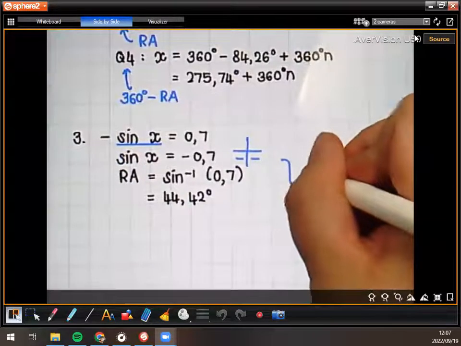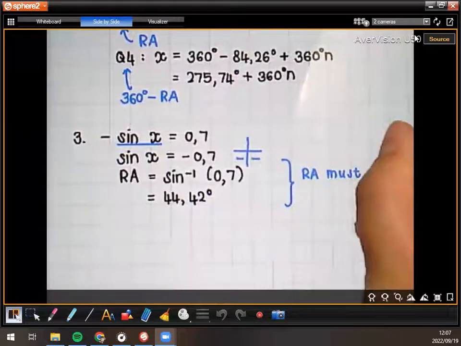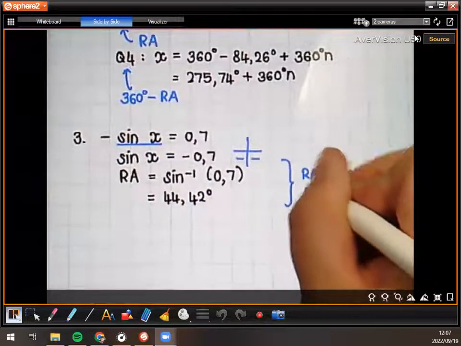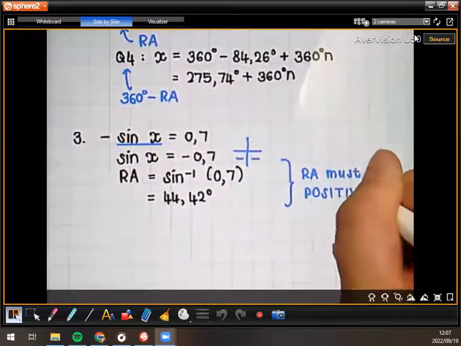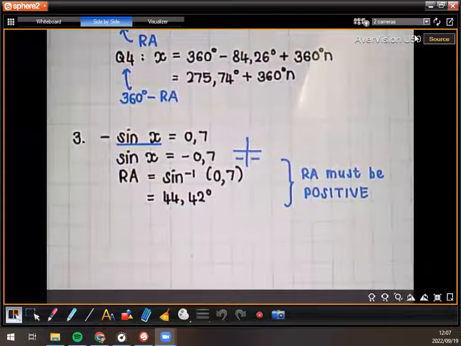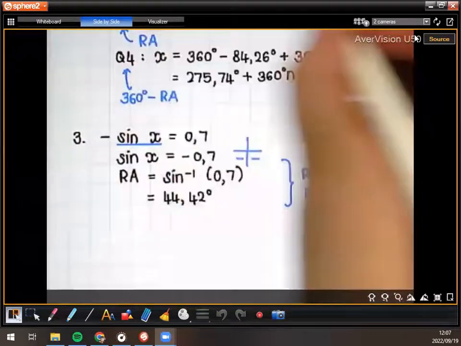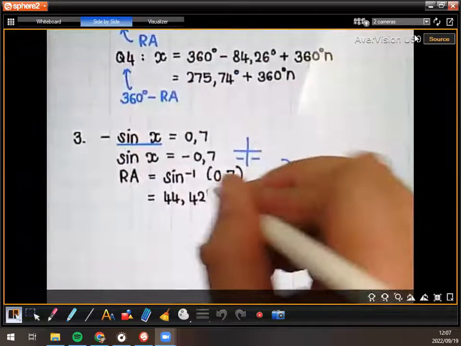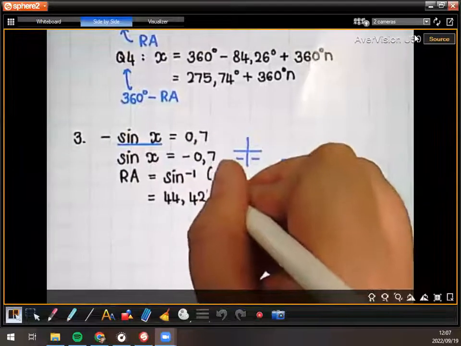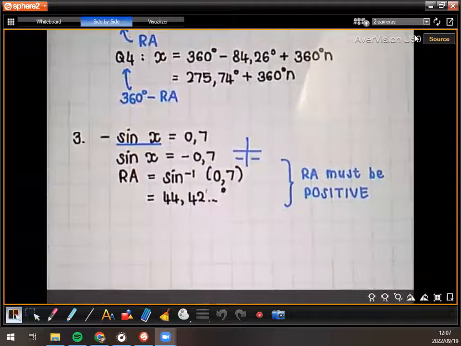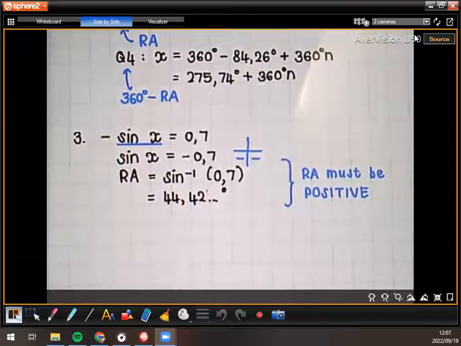I'm going to make a note next to it that the reference angle must be positive, and to not round the reference angle. It was 44,427, so we're not meant to be rounding at all, only at the final answer. You can even add a dot after the degree symbol. So we're going to work with the value on the calculator, even though we write down the rounded value.